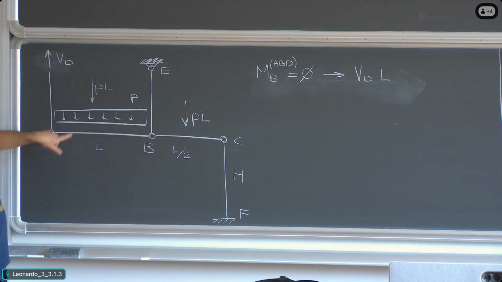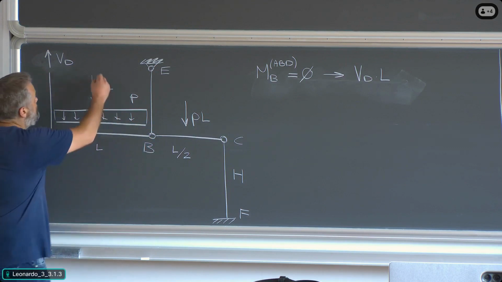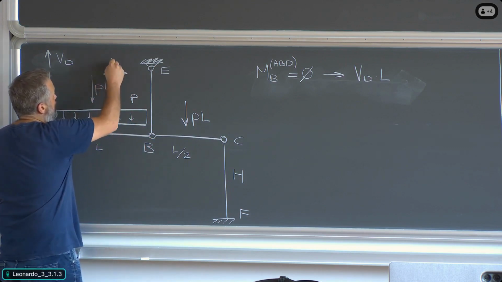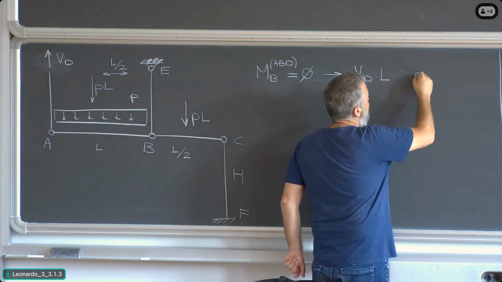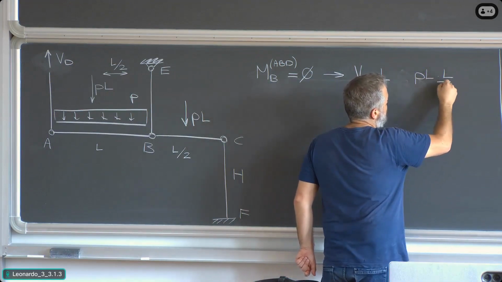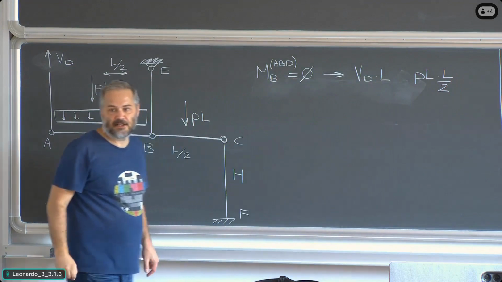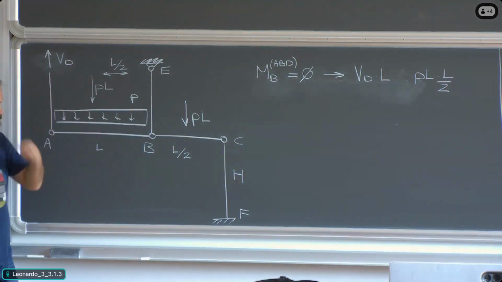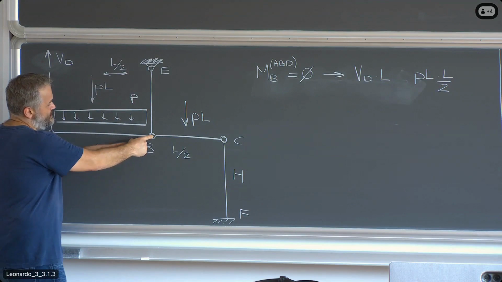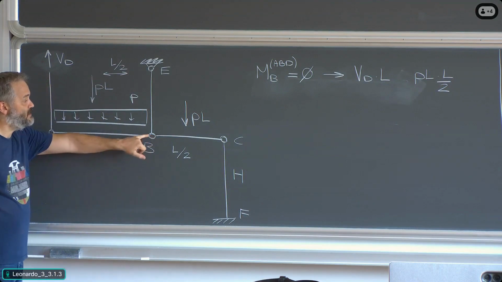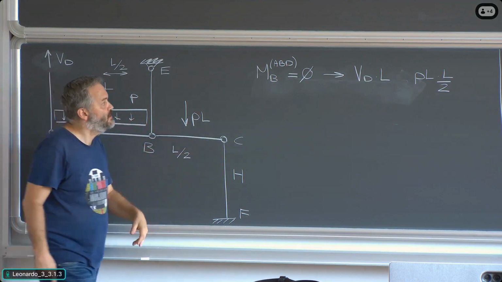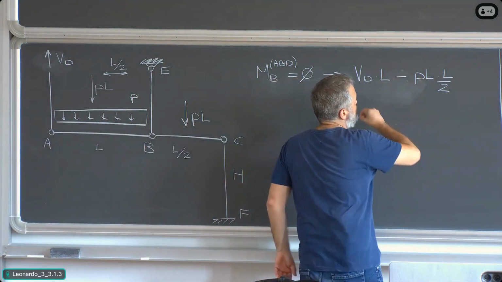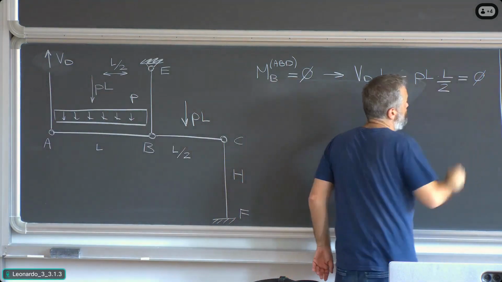Okay? What is the lever arm of this concentrated force with respect to point B? Clearly, L divided by 2. So I'm going to put here PL times L divided by 2. What is the sign of this contribution to the equilibrium equation? Since we are writing the equilibrium equation with respect to point B, this contribution is counterclockwise. Therefore, I put the minus here, and this equals 0.